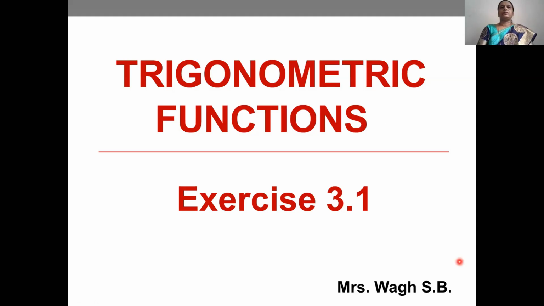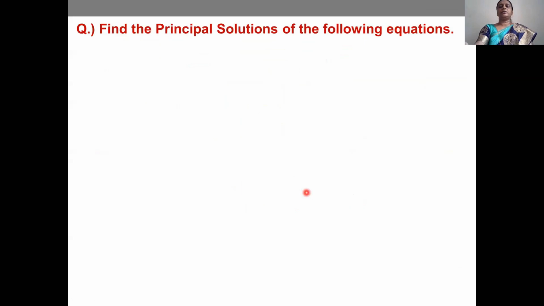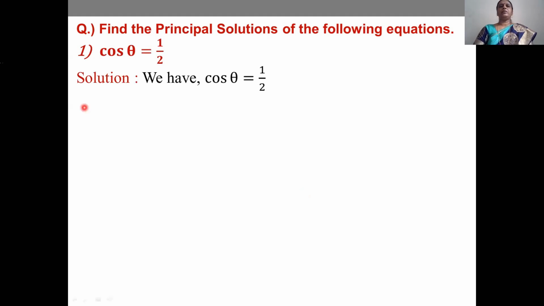Dear students, today we will solve exercise 3.1 from trigonometric functions. Let's see the problems. Find the principal solution of the following equations. Consider cos theta is equal to half. Then write down in the solution cos theta is equal to half.